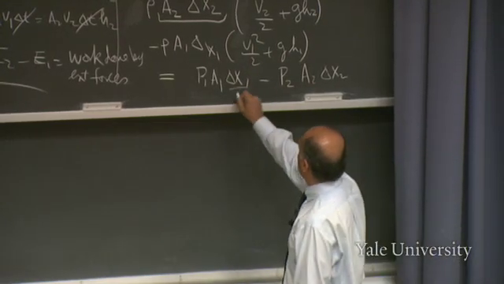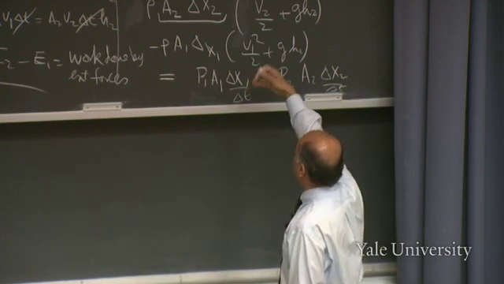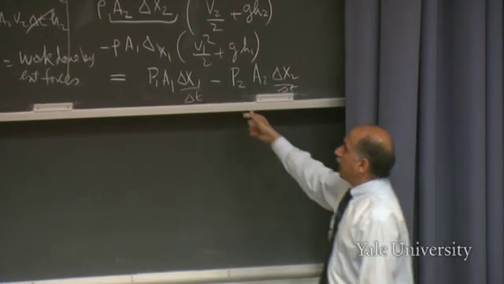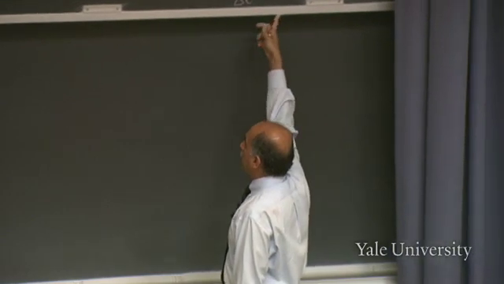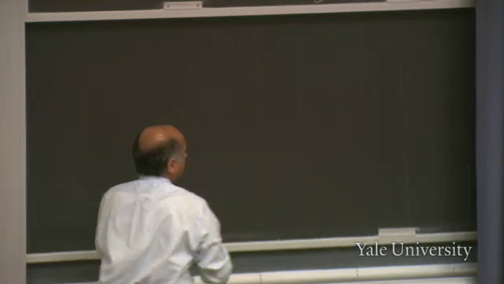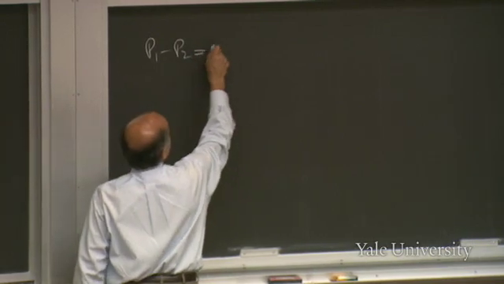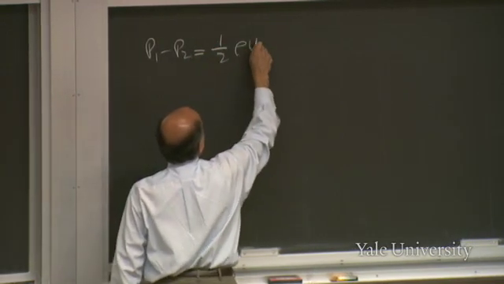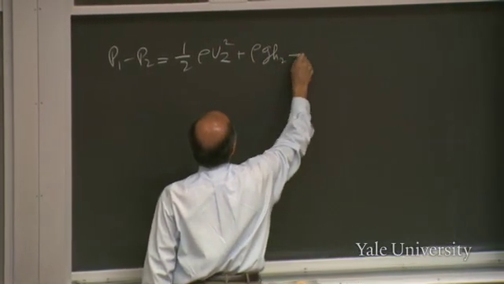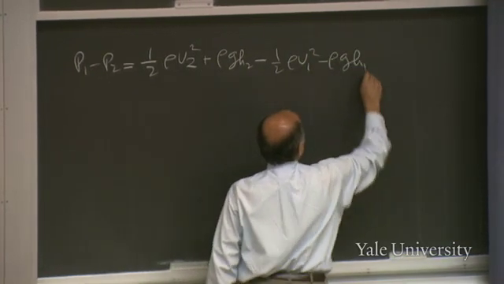If you divide everything by delta t, then you will find that delta x2 over delta t is v2. I'm just using the fact A1 v1 is A2 v2. So if you cancel those factors, what do I get? I'm going to just write it for you. Now you guys can go home and check it. P1 minus P2 is equal to 1/2 rho V2 square plus rho g H2 minus 1/2 rho V1 square minus rho g H1.